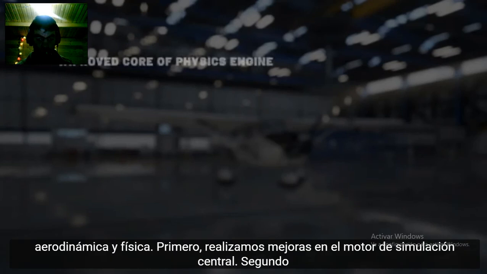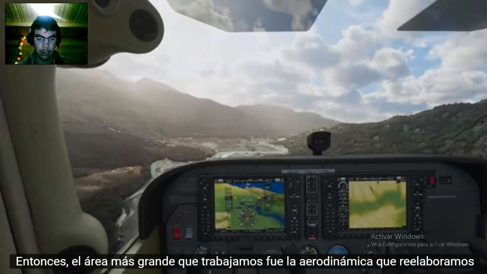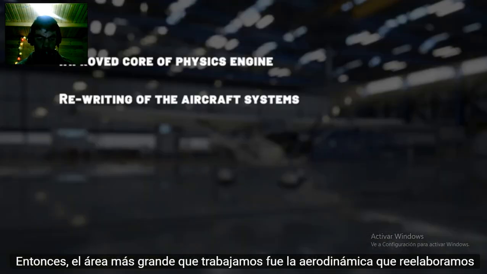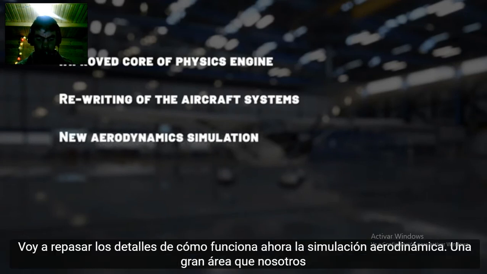First, we made improvements to the core simulation engine. Second, we made improvements to the actual simulations of the different systems of the aircraft. Then the biggest area we reworked was the aerodynamics. We reworked the aerodynamics simulation from scratch in the simulator. I'm going to go over the details of how the aerodynamics simulation now works.